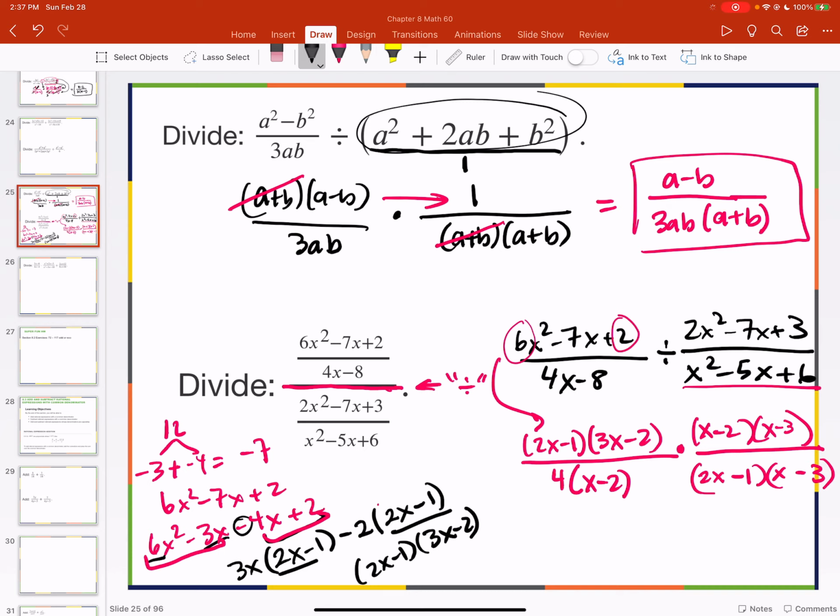So now let's cancel out what's in common. These x minus 2's go away. These 2x minus 1's go away. These x minus 3's go away. And you're left with 3x minus 2 over 4. And that's it. Okay, this will be our last one.